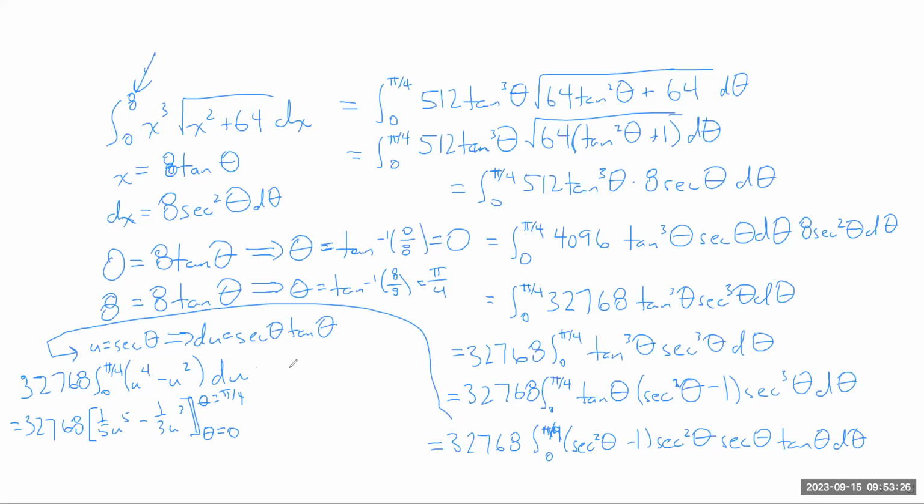So you said you did not want to transform the bounds. You wanted to retransform or just take the function back to thetas. So 32,768 times 1/5. What was u? 1/5 secant to the 5th of theta minus 1/3 secant to the 3rd of theta. Now I don't need to call these theta anymore because everything's theta.